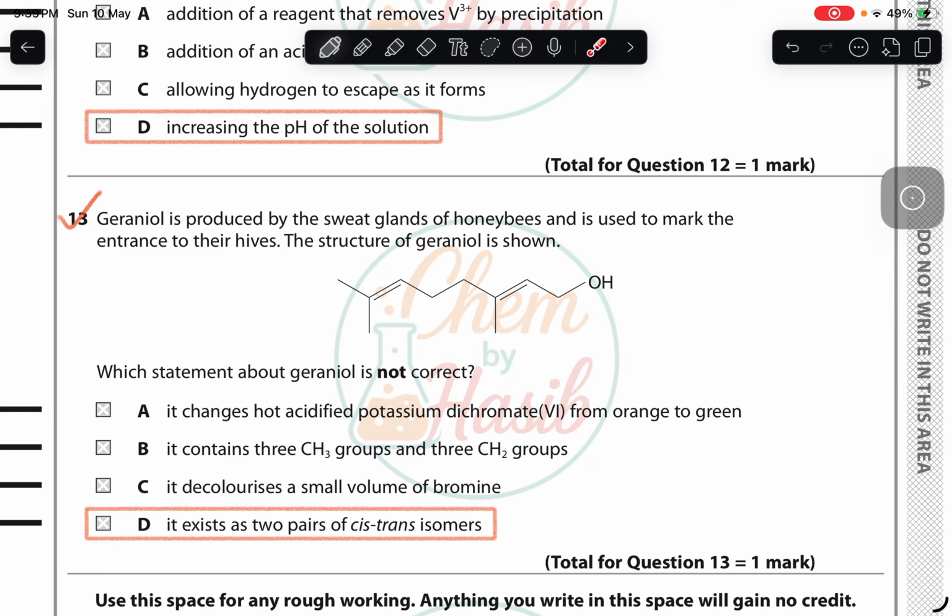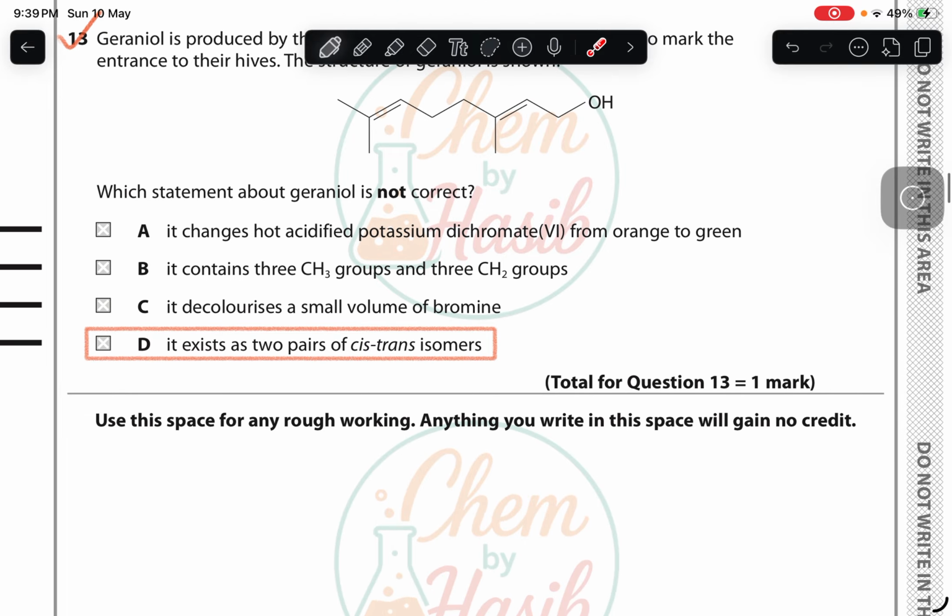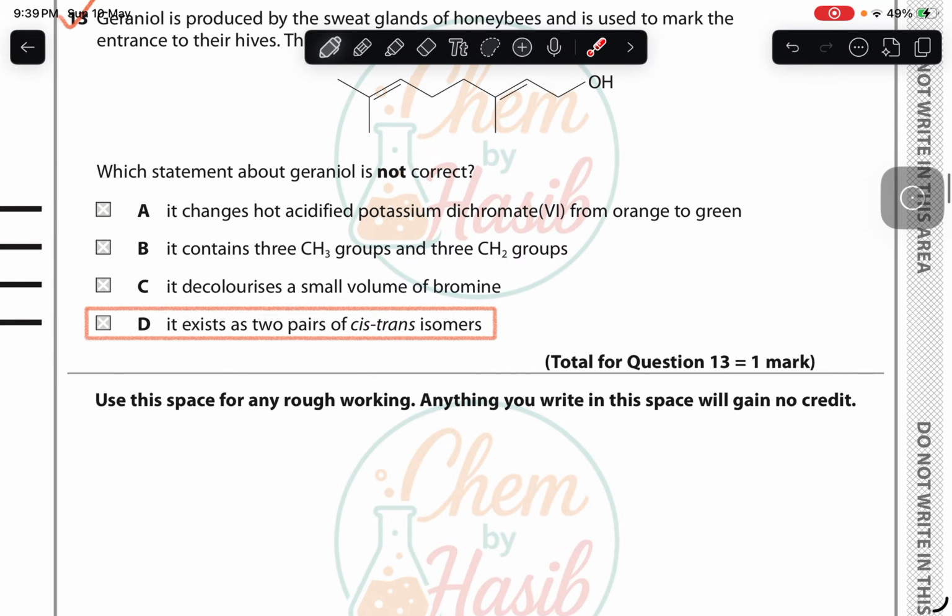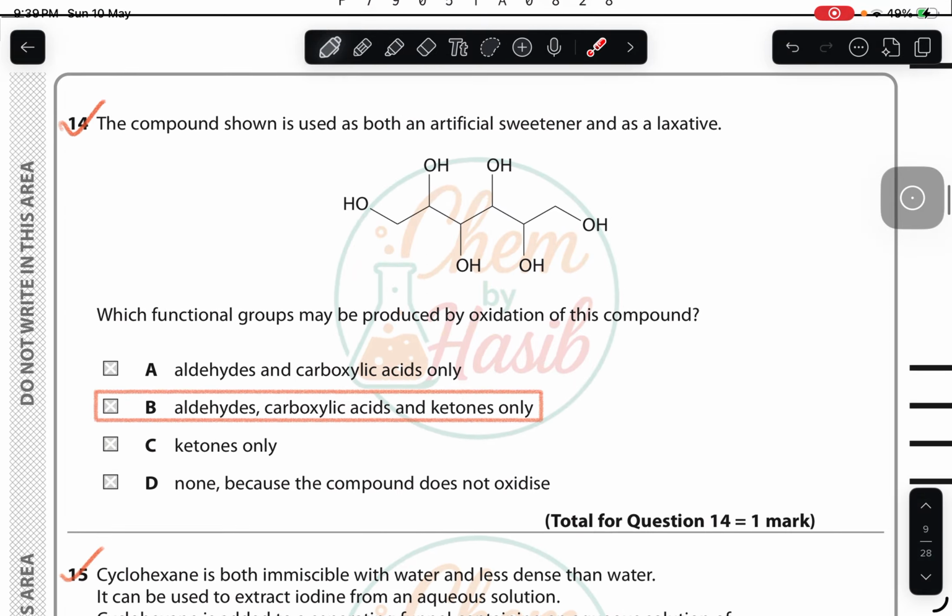So the answer is D because D is the wrong statement here. Because we are looking for the wrong statement. A, B, and C are correct statements. Question number 14. Which functional group may be produced by the oxidation of this compound?